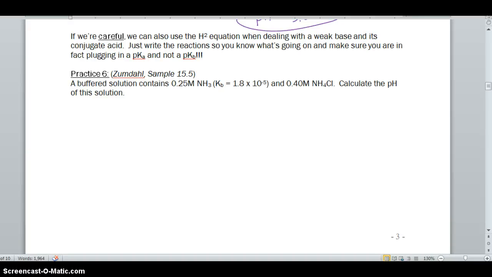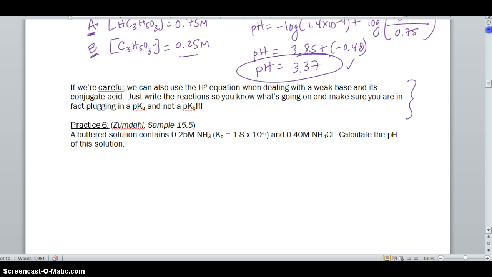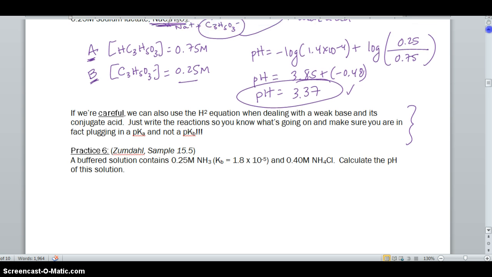Alright, this is part 2 of the buffer screencast, and we've really just got one thing to finish up here, which is what this little blurb says: that if we're careful, we can use the Henderson-Hasselbalch equation when we're dealing with a weak-base system buffer, as long as we make sure what we're plugging in is a pKa and not a pKb.